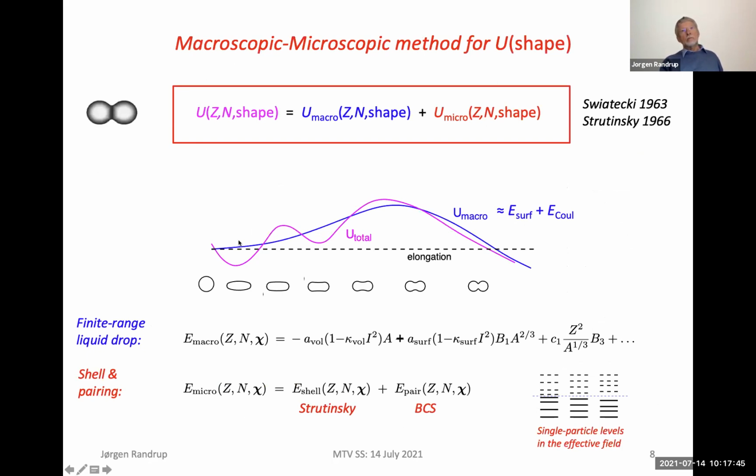Here is the macroscopic curve I drew before, calculated with some surface energy, Coulomb energy, and so on. And then you have the shell and pairing corrections with the Strutinsky method and the BCS method, and it goes up and down. So you see a typical actinide nucleus doesn't like to be spherical, it likes to be deformed. There's a first minimum, the ground state. Then it goes up, there's a first barrier, then there's a second class of states here, they're called isomeric states in the second minimum, and then comes the second barrier here.